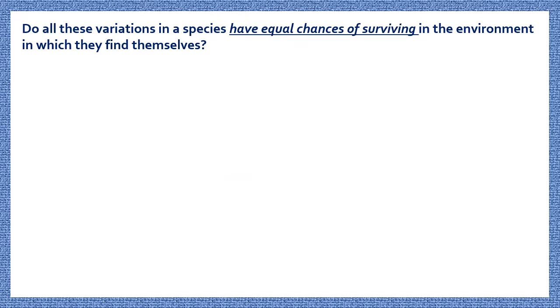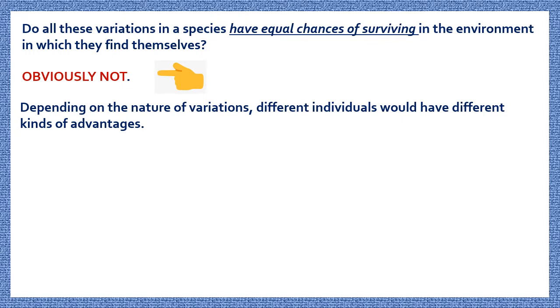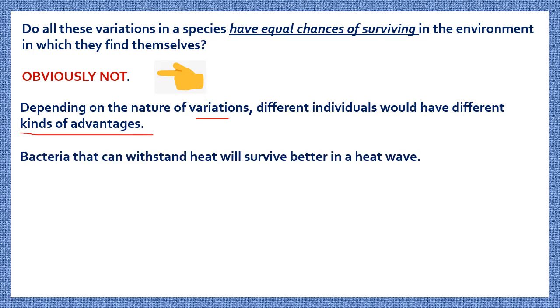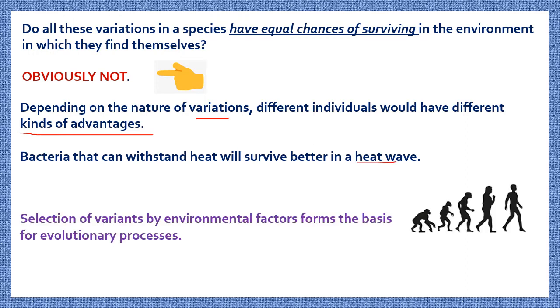Now the question is, do all these variations in a species have equal chances of surviving in the environment in which they find themselves? The answer is obviously not. Depending on the nature of variations, different individuals would have different kinds of advantages. If we take the example of bacteria, they can withstand heat, and they will definitely survive better in a heat wave. Selection of variants by environmental factors forms the basis for evolutionary processes.